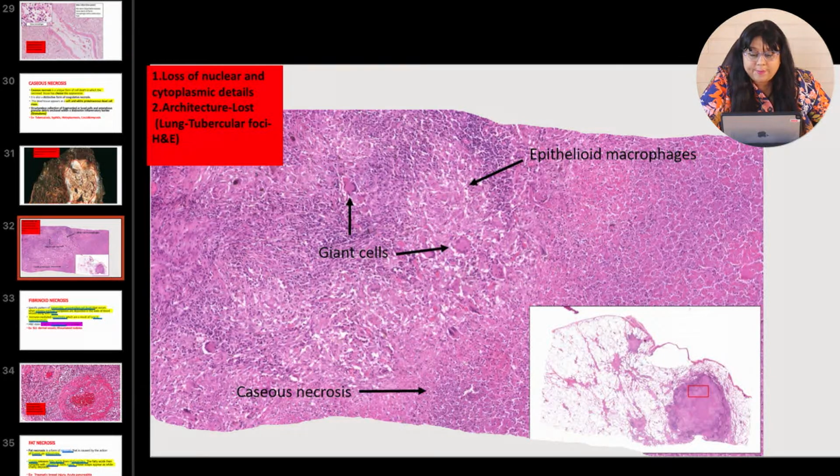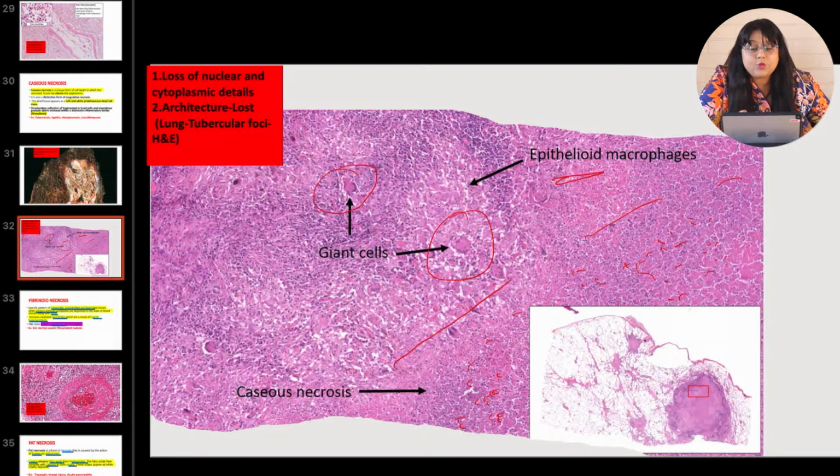are presence of epithelioid macrophages, there is presence of these giant cells, and there is presence of caseous necrosis. So in caseous necrosis you can see all this amorphous granular debris, there is amorphous non-nuclear granular debris, and also there is presence of giant cells and epithelioid cells on the periphery. This type of inflammation is also known as granulomatous inflammation.